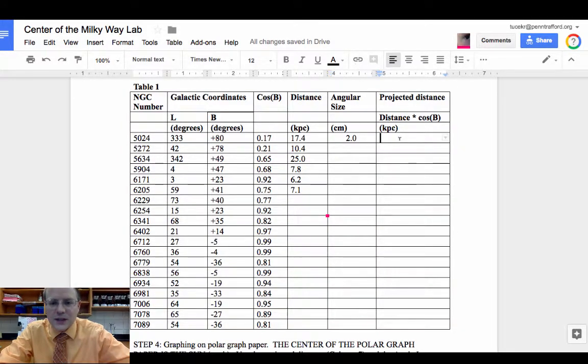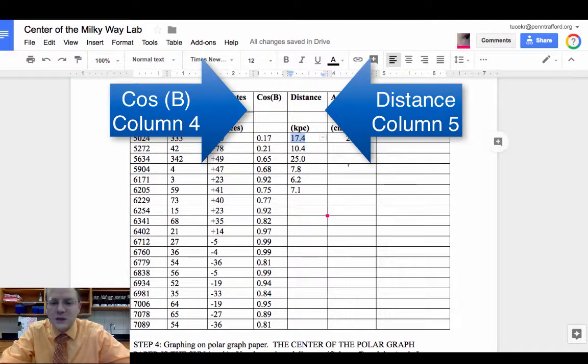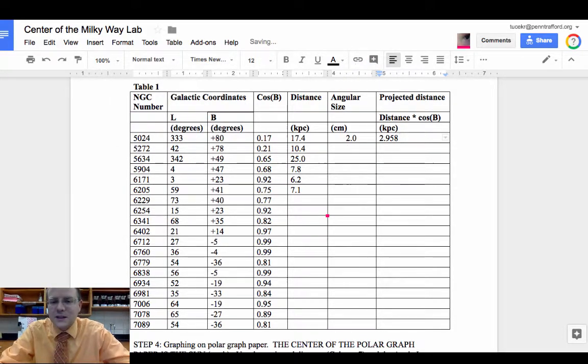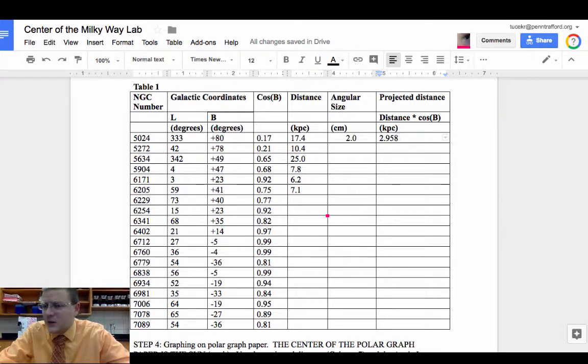So in order to get projected distance, this final column here, it's very, very simple. I take the fourth column here, cosine of B, multiplied by the fifth column here, which is the actual distance to the cluster, 17.4, I get 2.958. That is the distance that I would have to walk into the disk to figure out where I actually am. This is a unit of kiloparsecs, by the way.